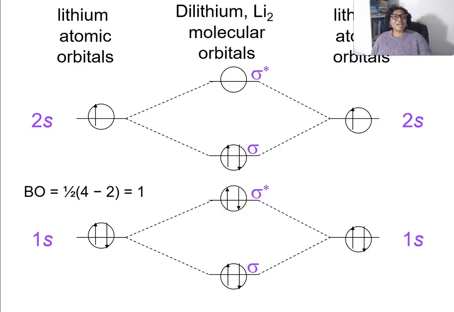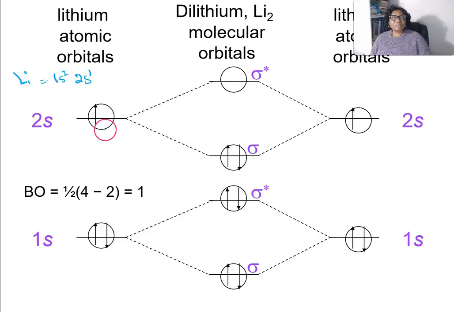Let's look at the dilithium molecular orbital. So the electronic configuration of lithium. Lithium has 3 electrons: 1s2, 2s1.